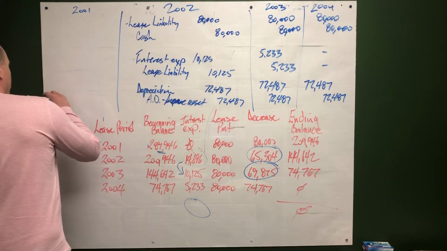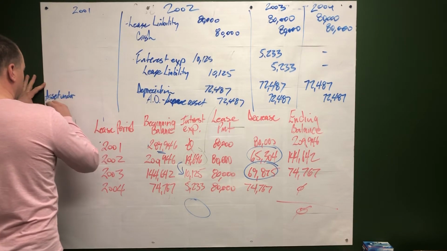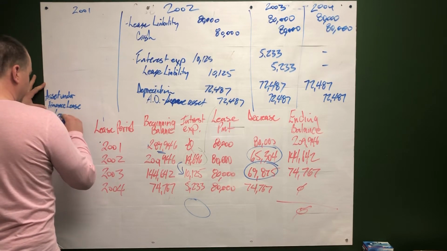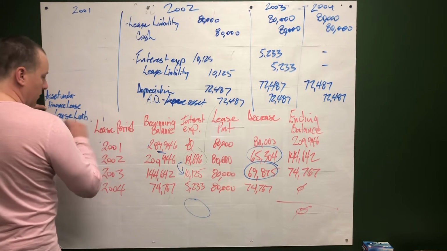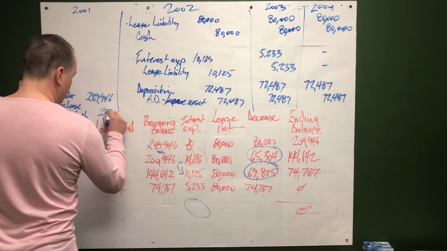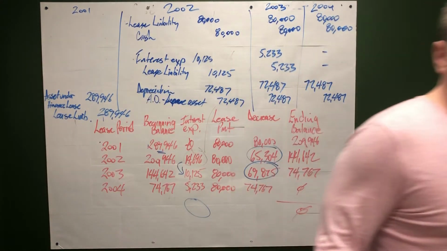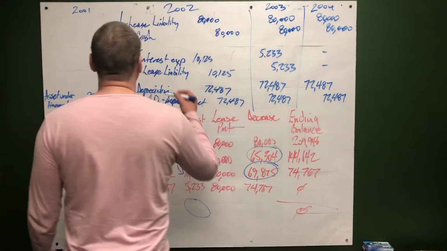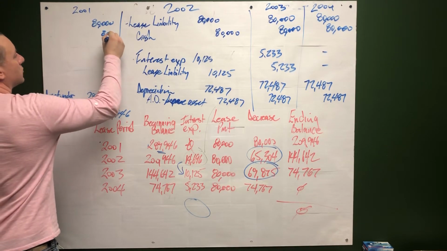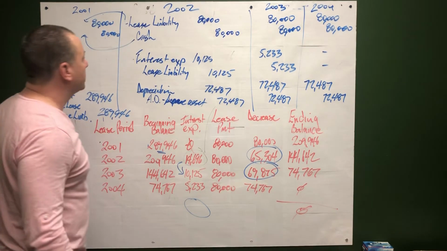And then credit lease liability, $289,946. Now we've got to make our first payment. Well, that's going to be $80,000: debit lease liability, credit cash.